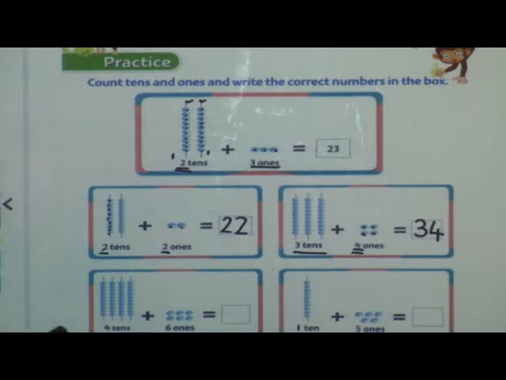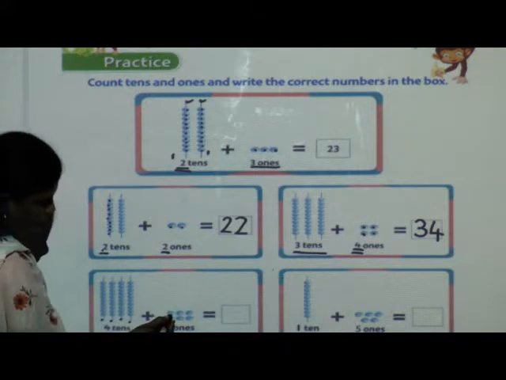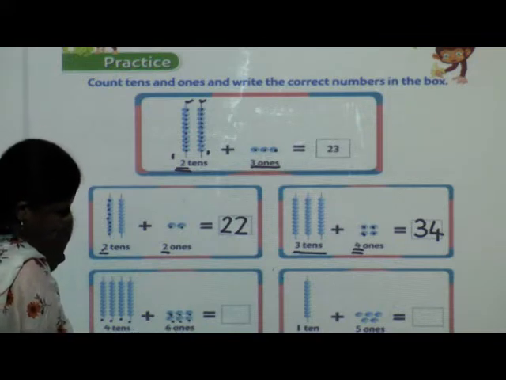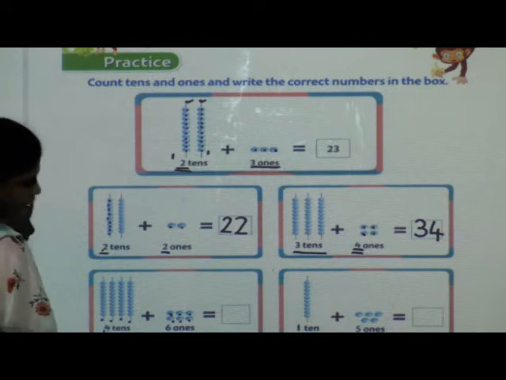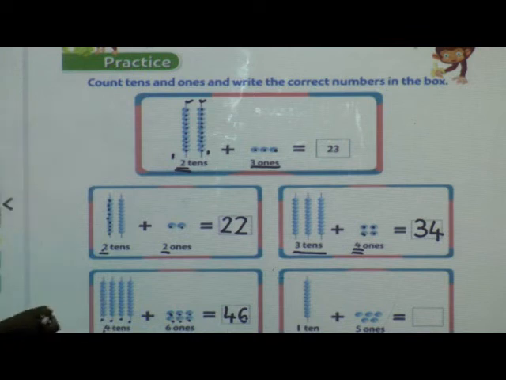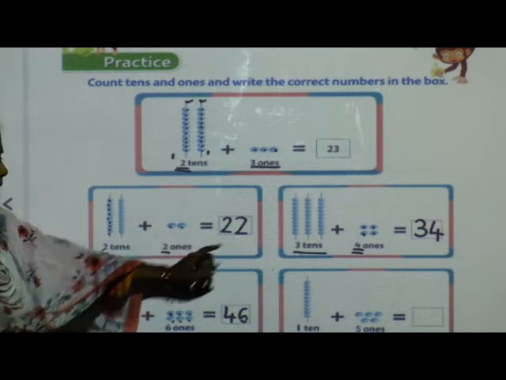Next, 1 bundle, 2 bundles, 3 bundles, 4 bundles. 4 bundles means 4 tens. Yes, 4 tens means 40. 4 tens, and here see 1 one, 2 ones, 3 ones, 4 ones, 5 ones, 6 ones. So here 6 ones. So here 4 tens, 6 ones. 4 6, 46. So here total beads are 46. Here total beads are 22.